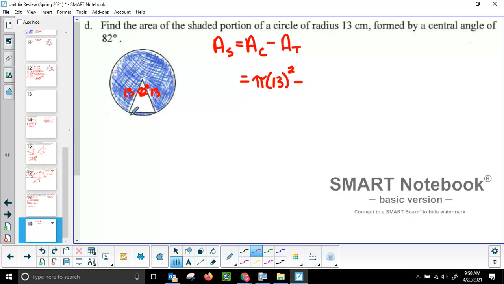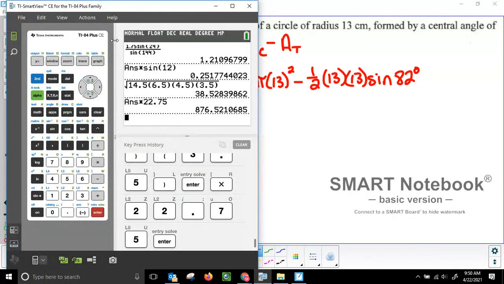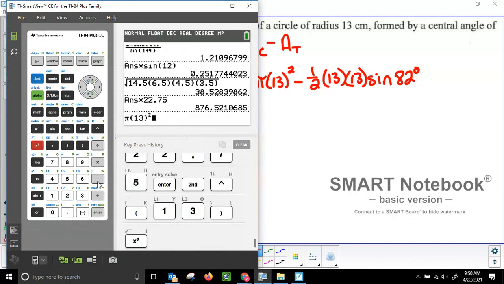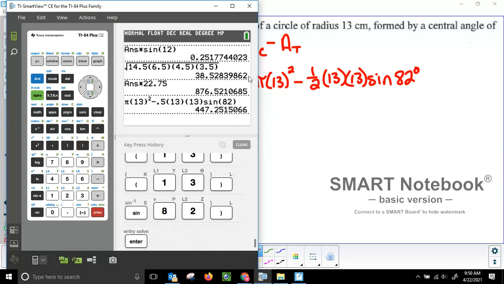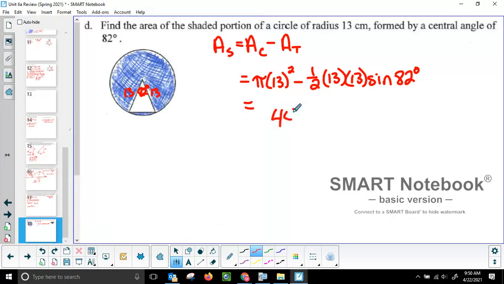And the area of a triangle, remember, if we have two sides and the included angle, it's 1/2 the product of the sides times the sine of the included angle. So we can just plug that straight into our calculator as you see it. So pi times 13 squared minus 1/2 times 13 times 13 times the sine of 82 degrees, and we get 447.252. And this would be centimeters squared. And that's it. We finished just in time.